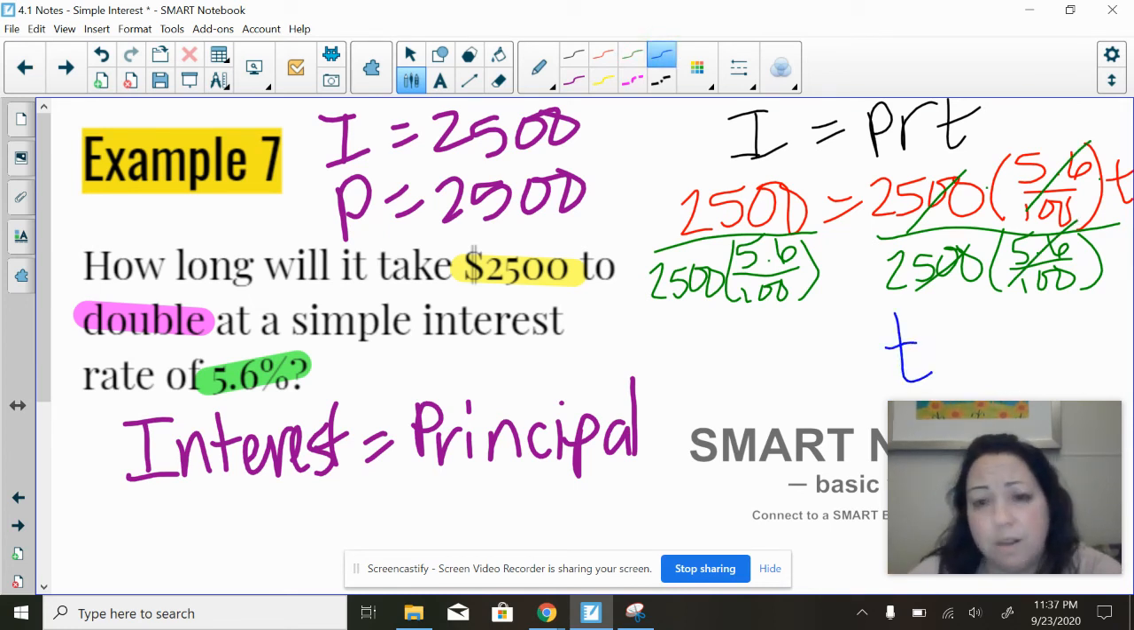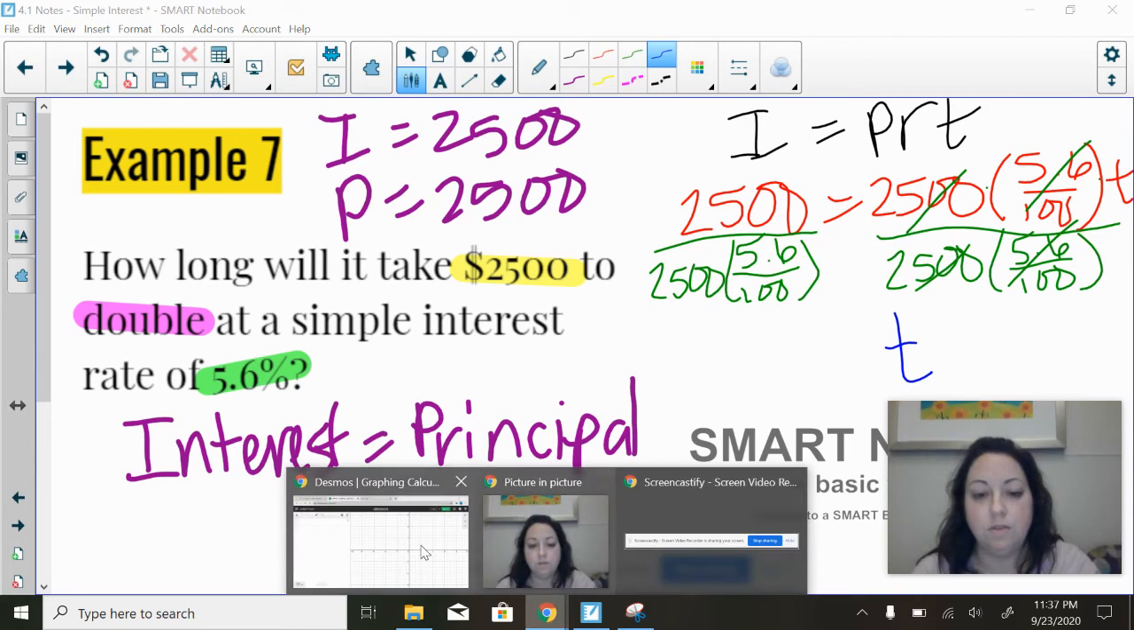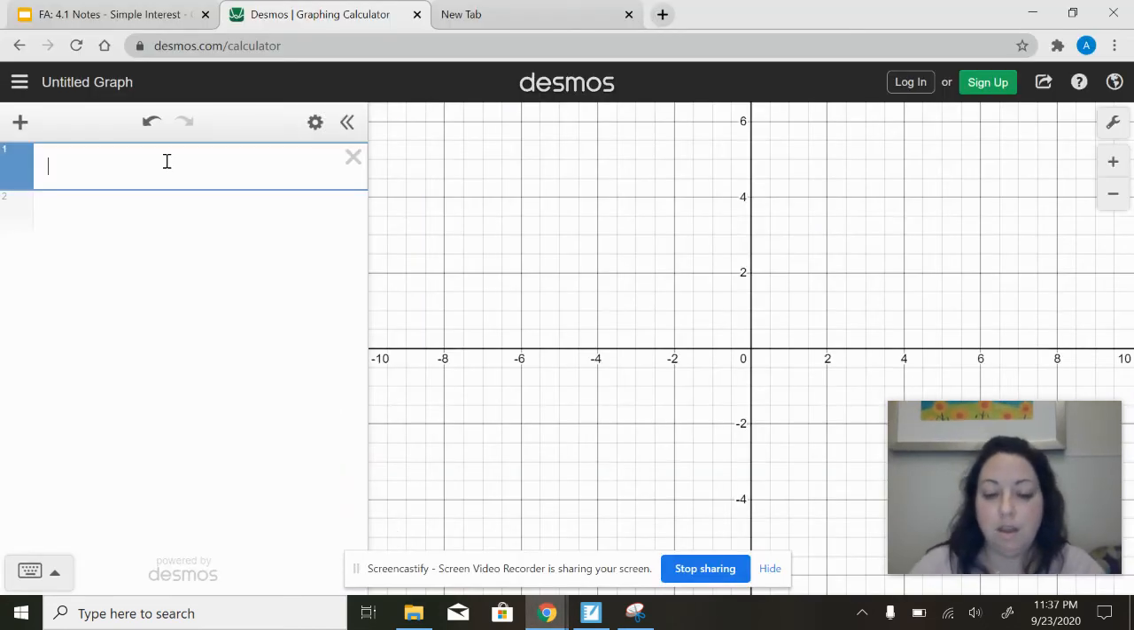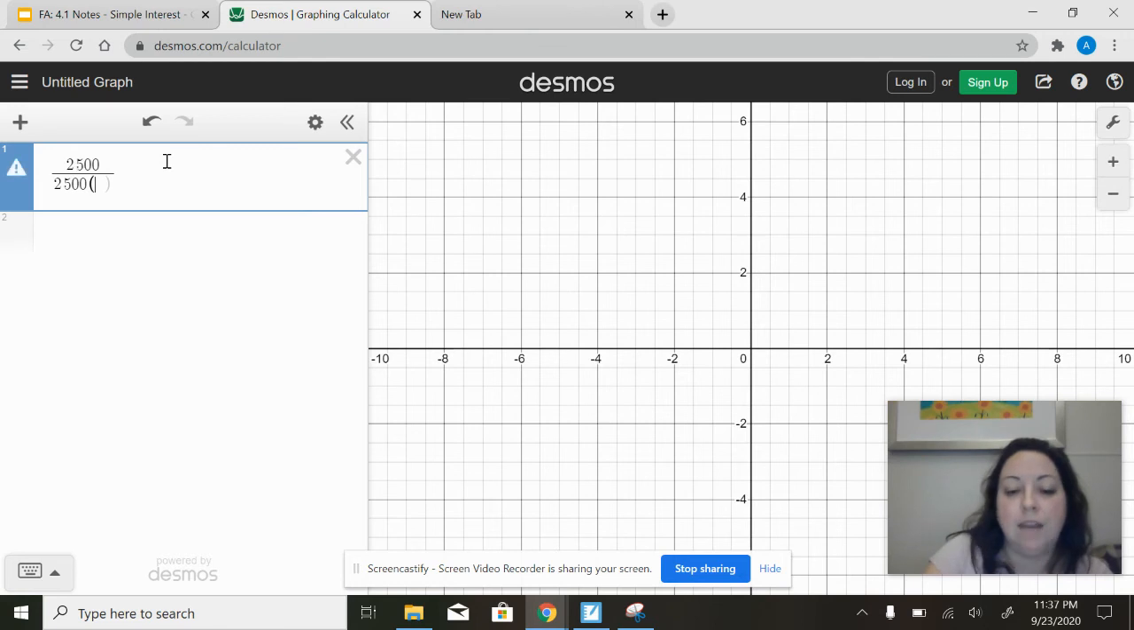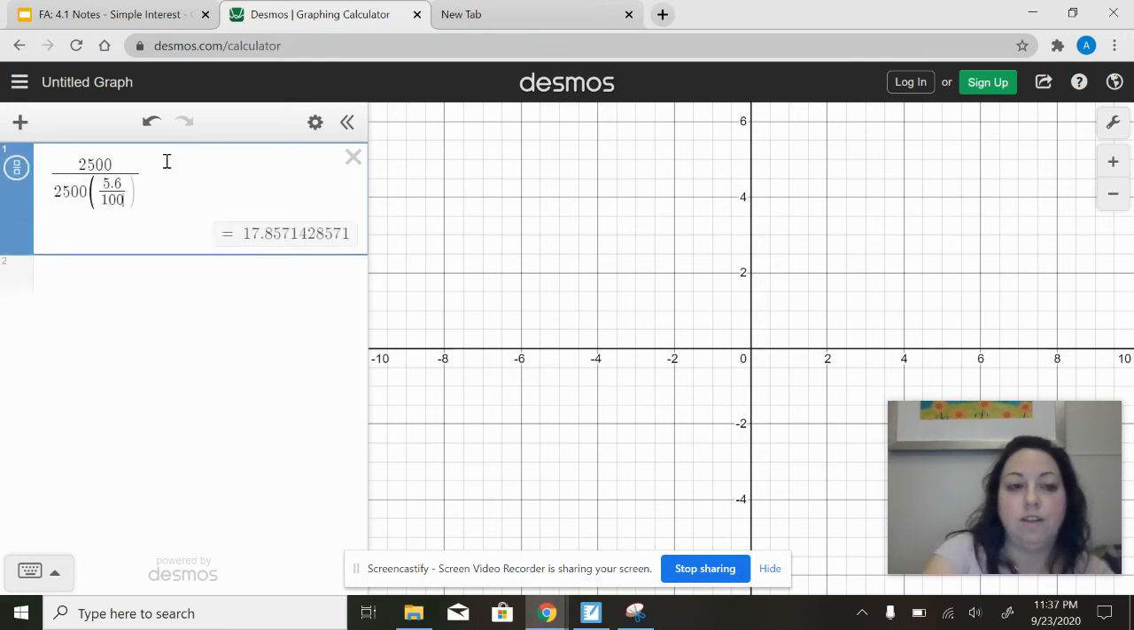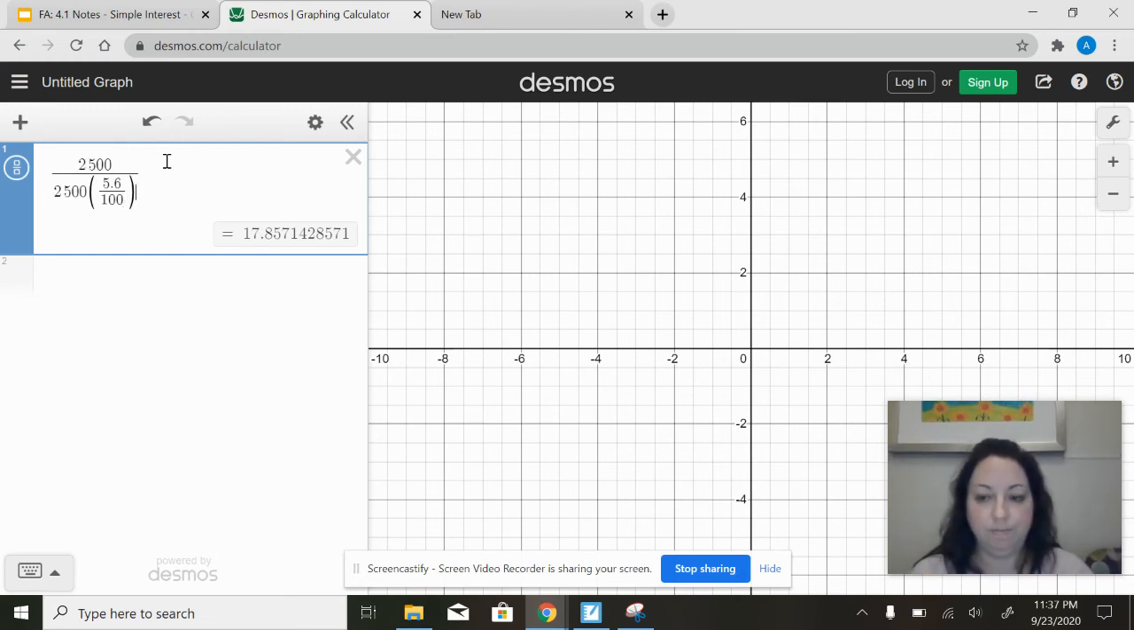Now, this one's going to be a little bit different. We are going to round it a little bit different because it's not actually a money value. So I'm going to go to Desmos. I'm going to type in my $2,500 in interest, and I'm going to divide it by that $2,500 in principal times that rate of 5.6%. And you can always just put in that 5.6% as 5.6 out of 100. This tells you how long it takes to double, how many years.